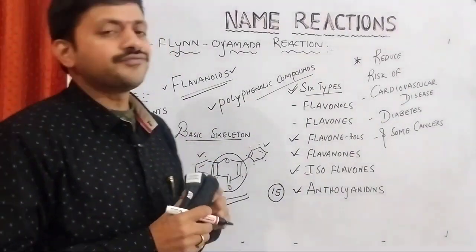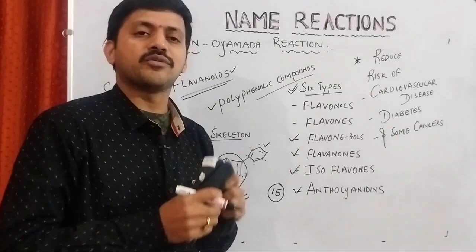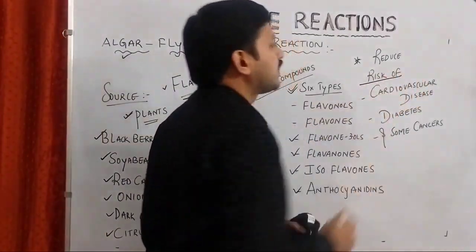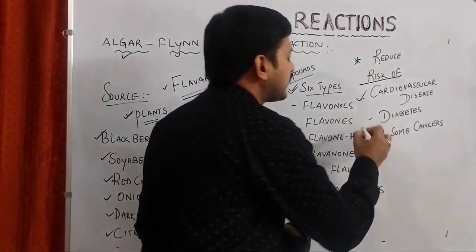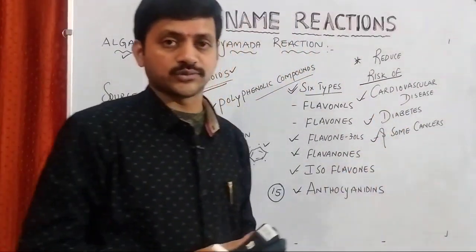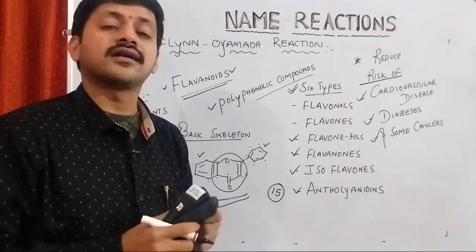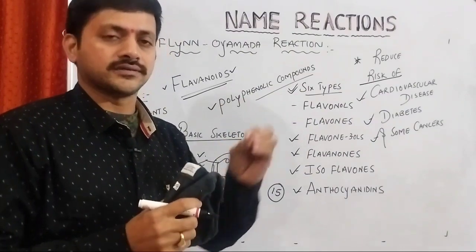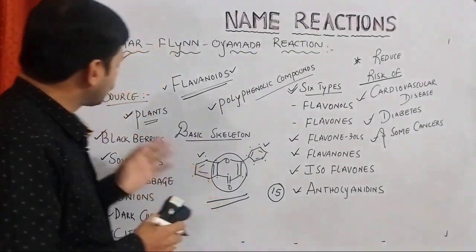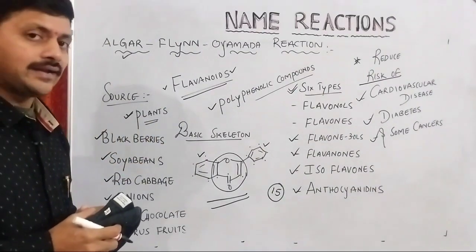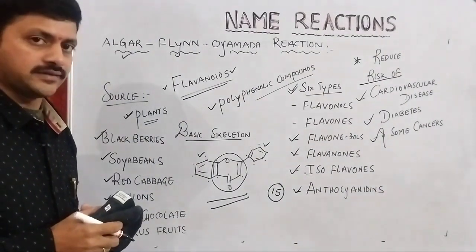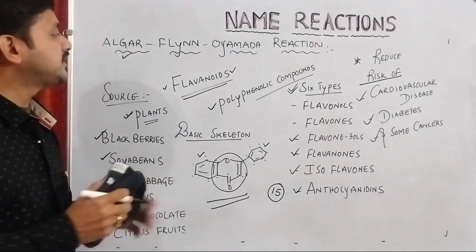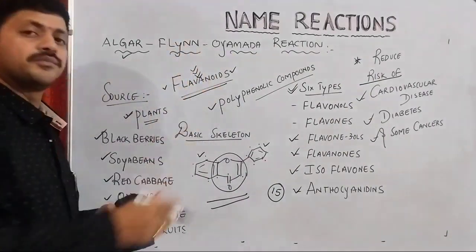Recently, research work has confirmed that if we take a rich amount of flavonoid-containing foods, it can reduce the risk of cardiovascular disease, diabetes and some cancers also. See how important these compounds are in our daily life. Everyone is taking them in the form of some material. It may be a fruit or any kind of item which we take nowadays. From this point, we observe that these materials are very important for us.